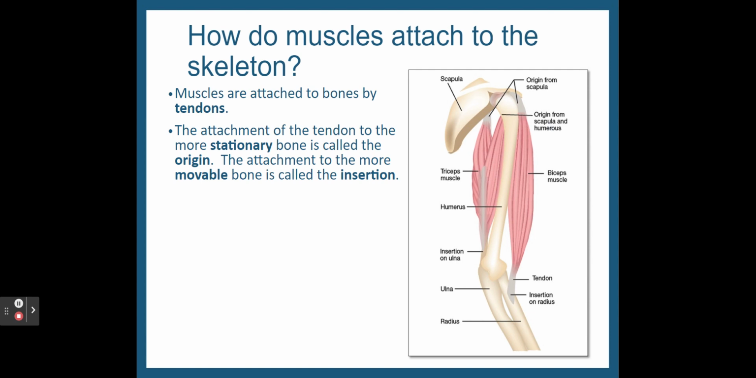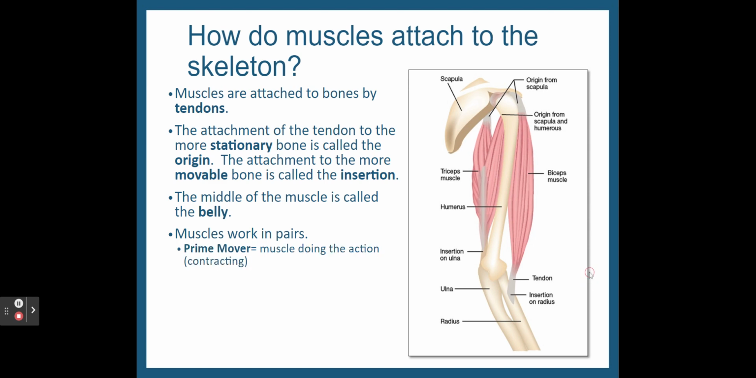The attachment of the tendon to the stationary bone, that's called the origin. And then the attachment to the more movable bone is called the insertion. So you can see right here where it says insertion on ulna or insertion on radius. Okay, the middle of the muscle is called the belly, and muscles work in pairs.